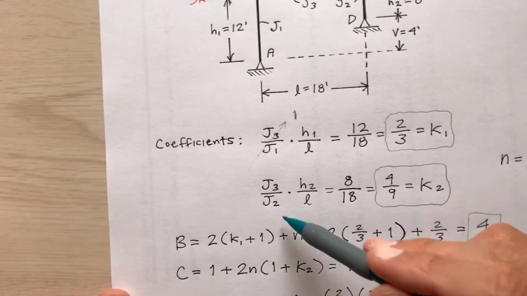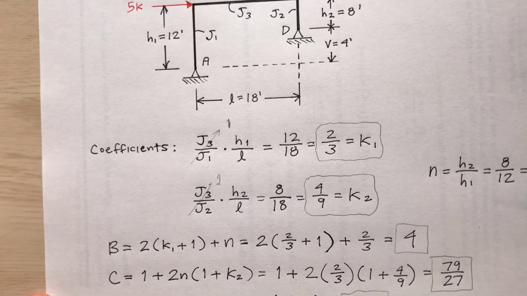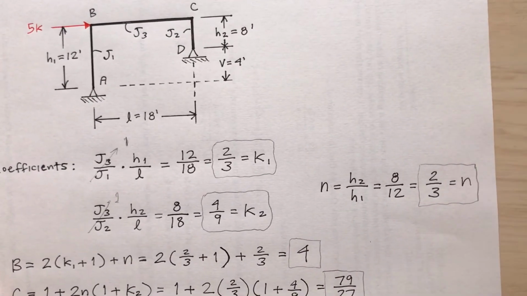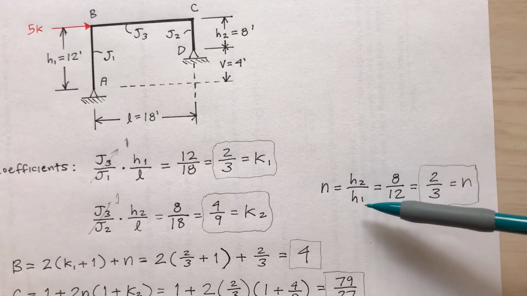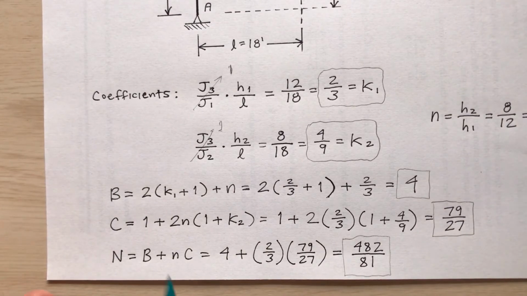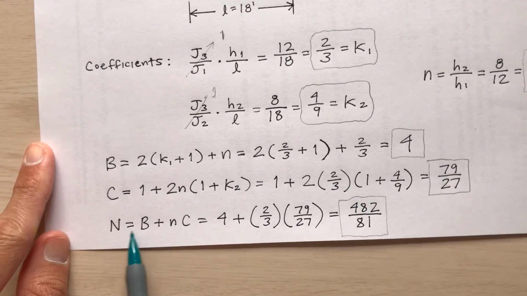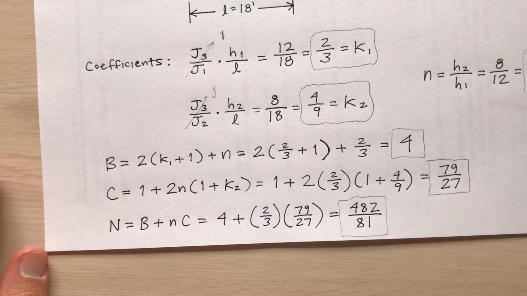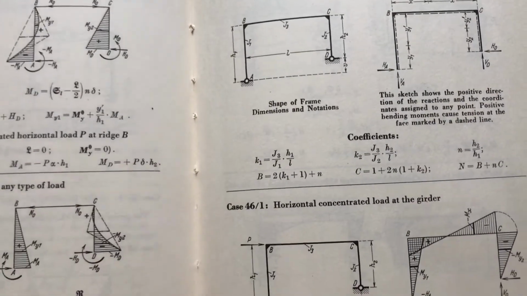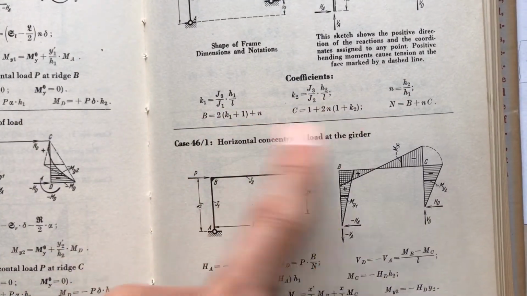Similarly with K sub 2, again the ratio of the moments of inertia is 1, so K sub 2 is 4/9. Little n, the ratio of h sub 2 to h sub 1, is 2/3. And then there was a big B that he wanted me to calculate, so I do that here, follow the numbers. I'm supposed to calculate a big C, got that. I'm calculating a big N, 482 over 81. So where am I? Going back to Kleinlogel's formulas, I calculated these 6 coefficients, didn't I?